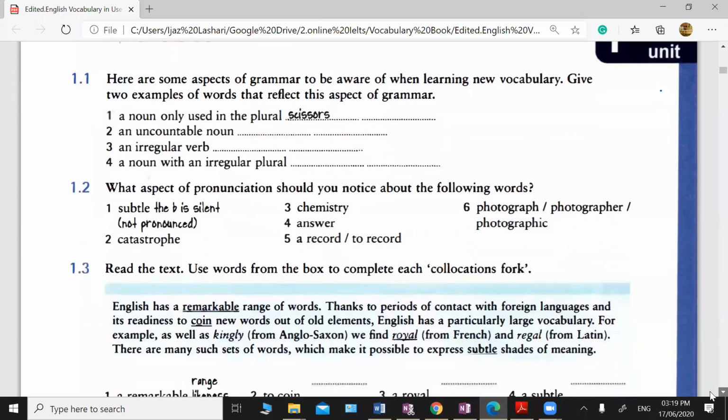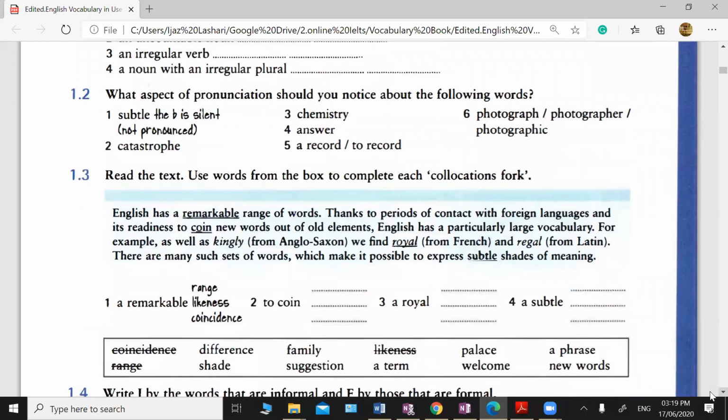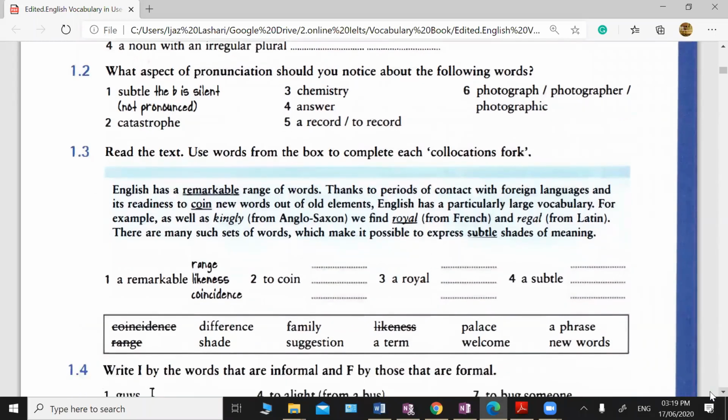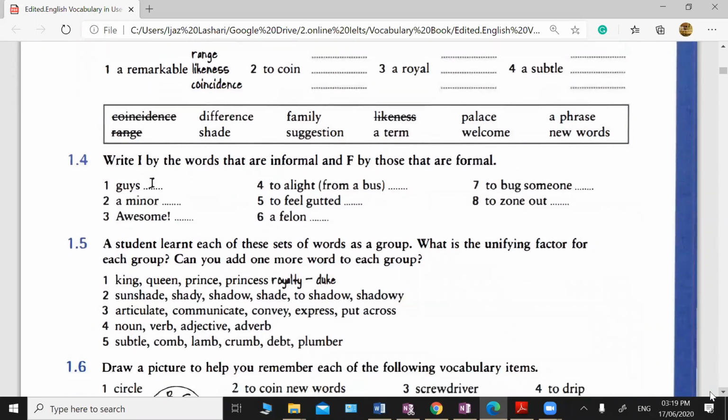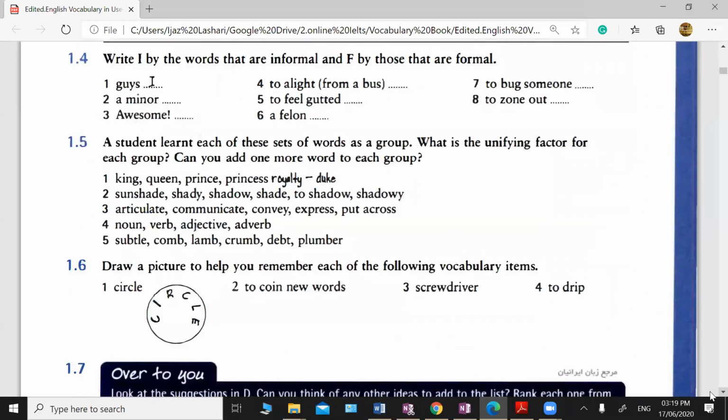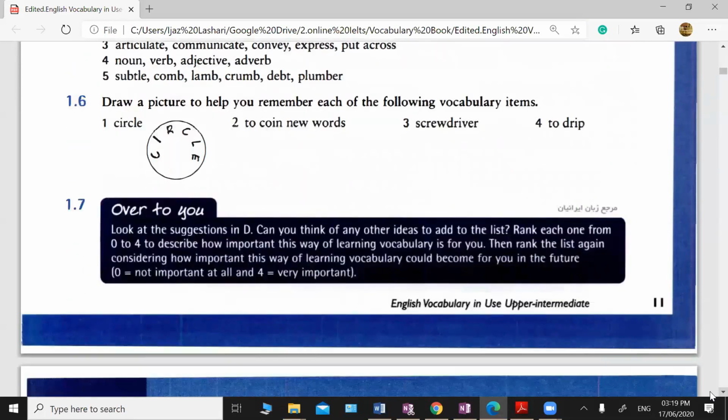Then we did pronunciation practice, where in certain words certain letters are silent, right? We also studied collocation, and we studied formal and informal words. What are the formal words? What are informal words? When do we use formal, and when do we use informal? All right, so all the things which we studied yesterday, this is a recap session of those.